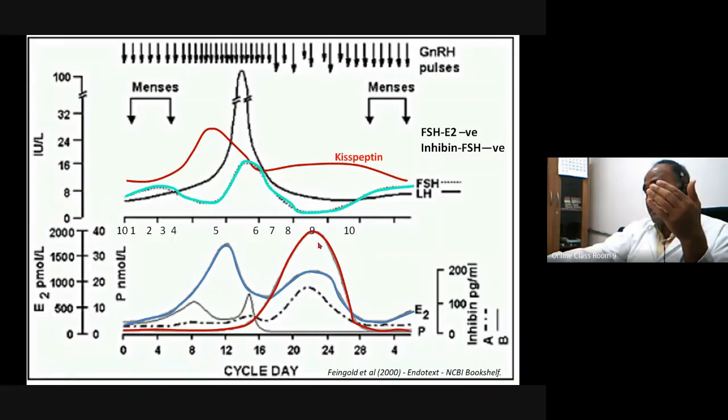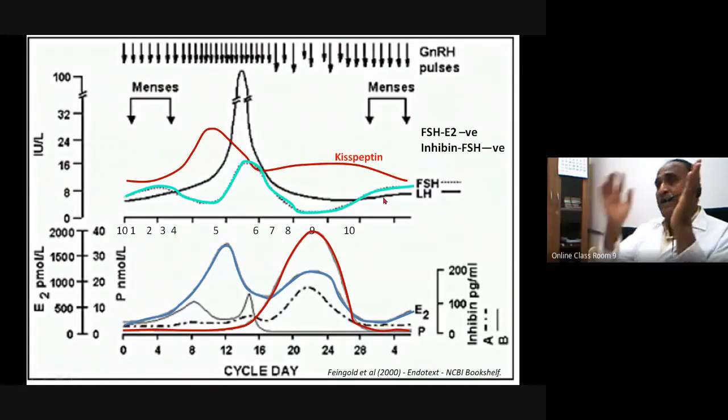So that means this is coming from the granulosa cells, and this is coming from the corpus luteal cells. Now I have added kisspeptin here. It is a hormone secreted from the hypothalamus. You can just see the increase, and this increase is associated with the increased GnRH pulses.